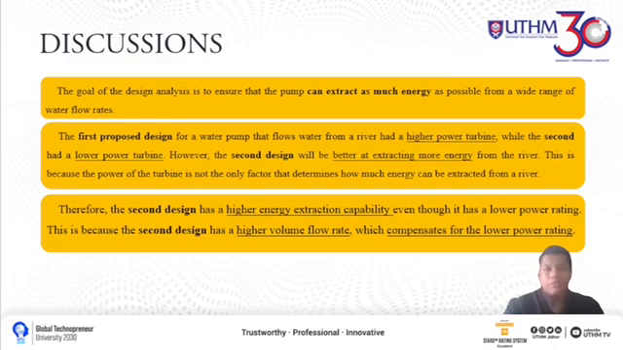This is because the power of the turbine is not the only factor that determines how much energy can be extracted from the river. Therefore, the second design has higher energy extraction capability, even though it has a low power rating. This is because the second design has a higher volume flow rate, which compensates for the lower power rating.